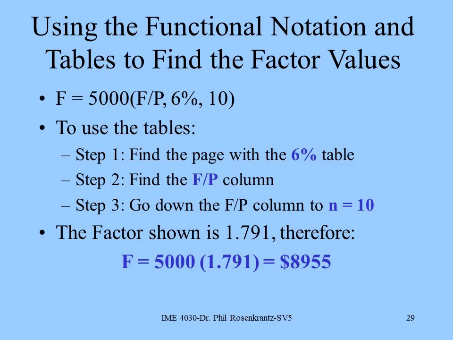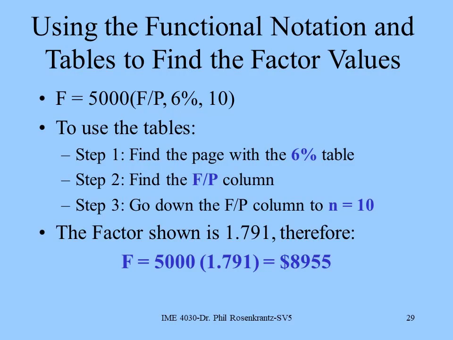In this case, the F over P column is the first one. Then you go down to the value of n. The number of periods is on the left side of the page. You go down to n equals 10, and if you look at the F over P column, you see that the factor is 1.791. So if we plug that factor into our formula, where the notation was, then we find that F equals 5,000 times 1.791, or $8,955.